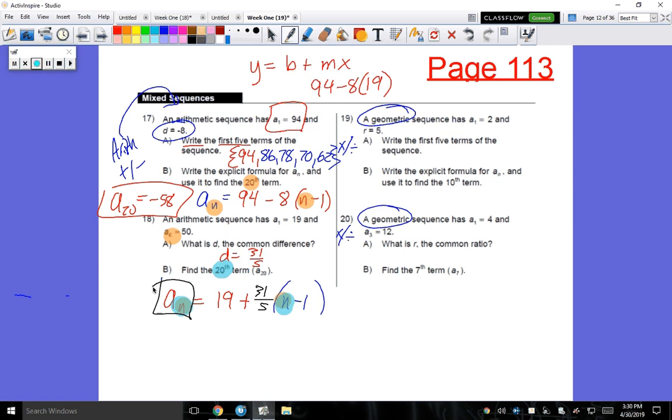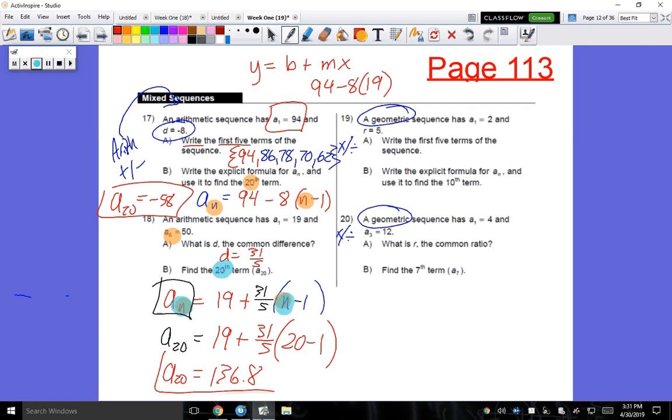Okay? So, please put that in your calculator. A sub 20, or sorry, put this. You should put 19 plus 31 over 5 times 20 minus 1. Which you can just write 19 if you want. What do you get for that? Can you say it a little louder? 136.8. That's the value of the 20th term in line.